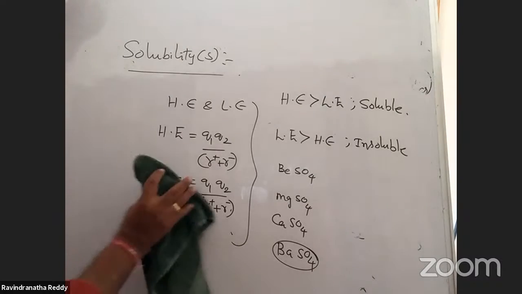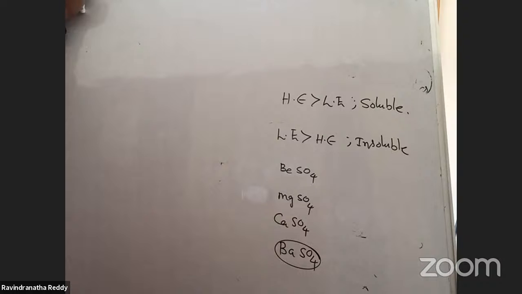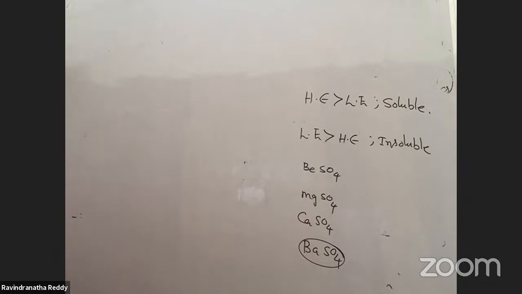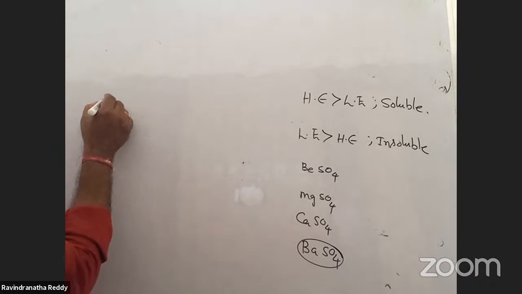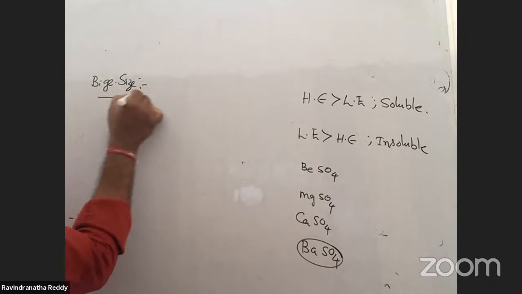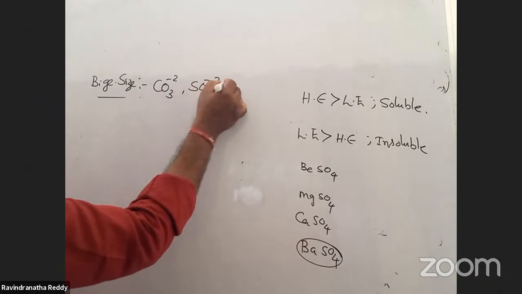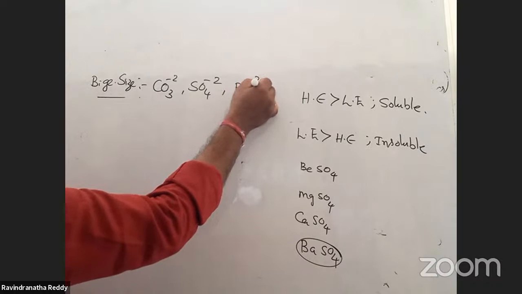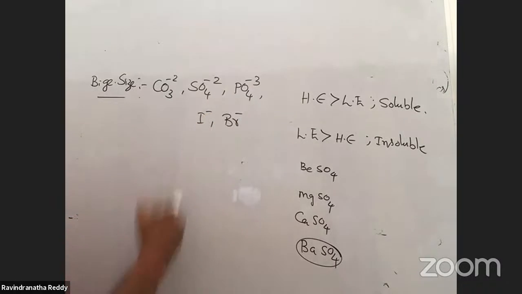Regarding solubility, there are also concepts here: under which condition solubility increases and under which it decreases in groups. That depends upon size. Big size cation with small size anion, or big size anion, you take that one. Big size anions are carbonate, sulfate, phosphate, nitrates, like that. Among halogens, big size means iodide and bromide. So these are big size anions.